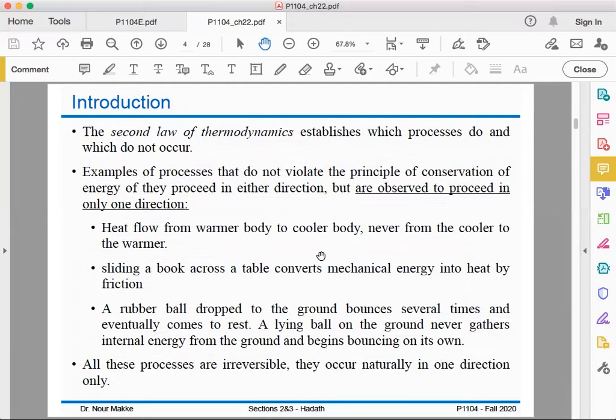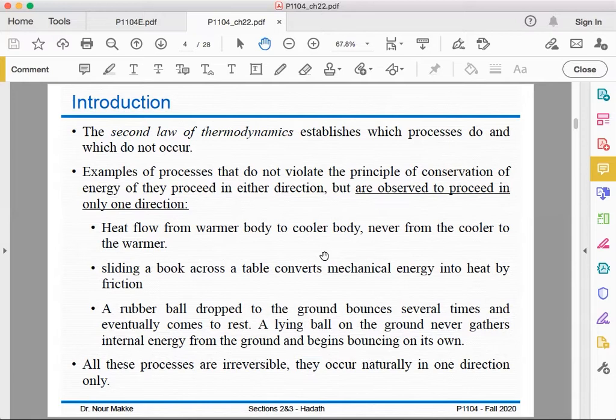So as a few examples, let's actually see some processes that, if they proceed in either direction, they would not violate the principle of conservation of energy, but they are only observed to proceed in one direction. Like, for example, heat flow from a warmer body to a cooler body, which is never seen to happen from the cooler to the warmer. If you put a spoon in a cup of hot tea, you notice that the spoon is the one that heats up and the tea cools down. And heat flow never goes in the opposite direction. You would never find that the spoon got colder and the tea got hotter.